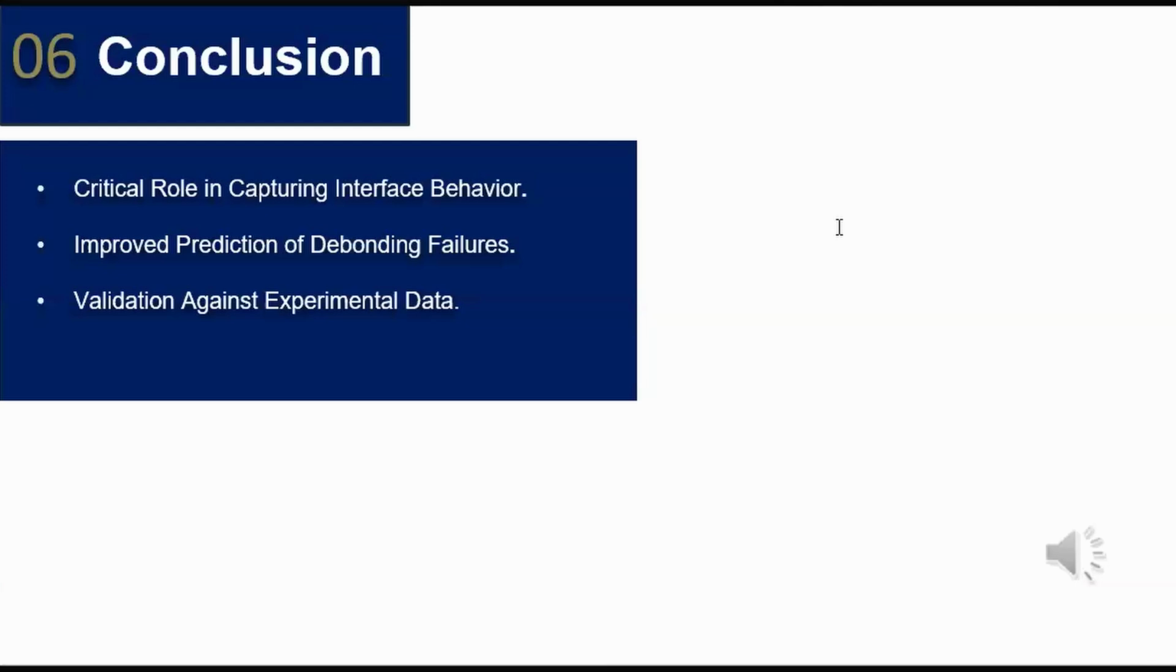In conclusion, the integration of experimental bond slip models into finite element modeling has proven essential for accurately capturing the interface behavior between CFRP and concrete. This approach not only improves the prediction of debonding failure, but also provides a validated tool that can be used for the design and analysis of CFRP strengthened structures. By enhancing the accuracy of these models, we can contribute to safer and more efficient construction practices, particularly in the retrofitting and strengthening of existing structures.